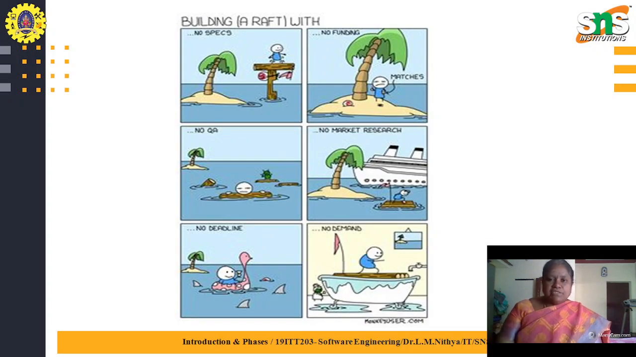Coming to this diagram, which clearly shows how software development should happen. Say I want to build a small raft. A small raft is nothing but a small boat by which I want to escape from the island where I have been caught and reach the shore. Here I was not given any specification on how to develop a raft. So I made a post and placed it on that. How could I travel with this? Without specification, the end product will be a failure.